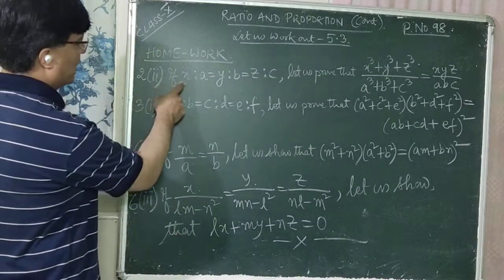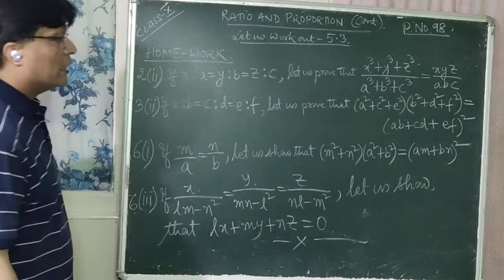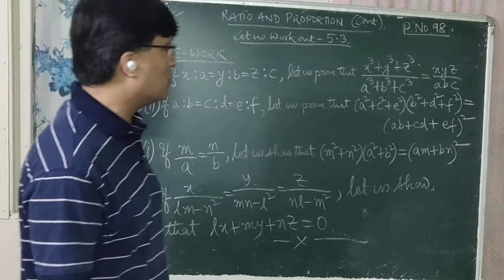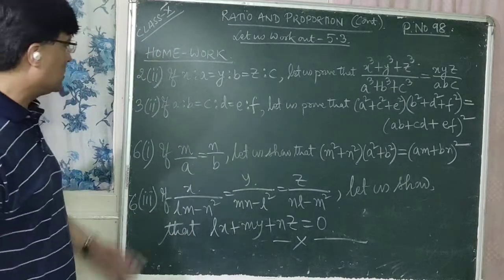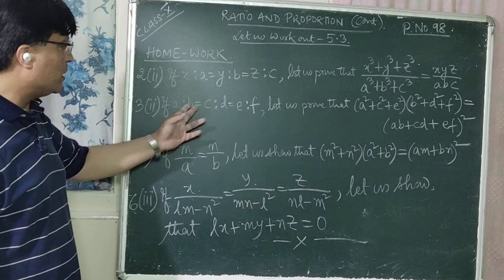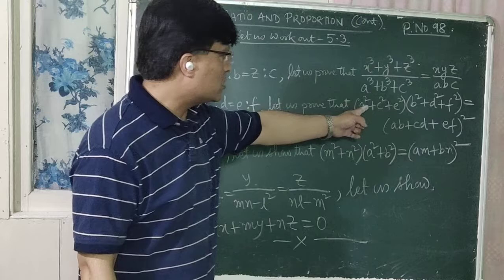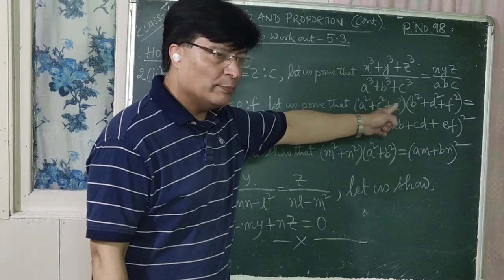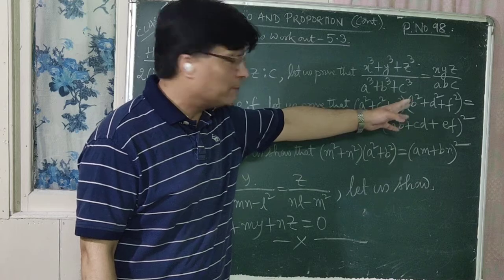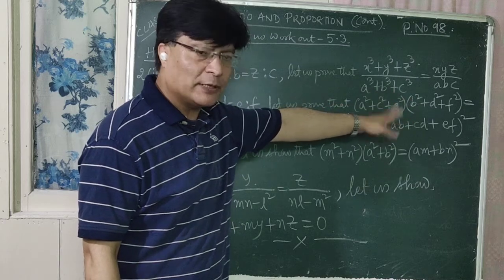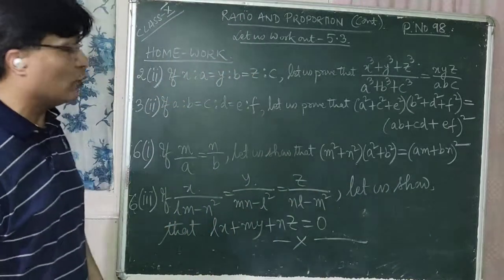Number 2: if x by a is equal to y by b is equal to z by c, let us prove that x cube plus y cube plus z cube upon a cube plus b cube plus c cube is equal to xyz divided by abc, right? And number 2: if a by b is equal to c by d is equal to e by f, let us prove that a square plus c square plus e square into b square plus d square plus f square is equal to, as there is no space out there, I have written in the next step, you have to prove this left hand side is equal to ab plus cd plus ef whole square.